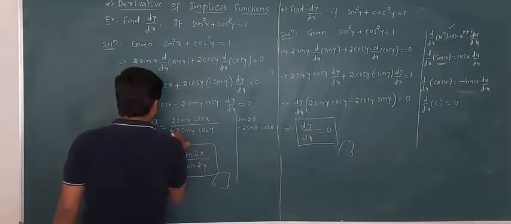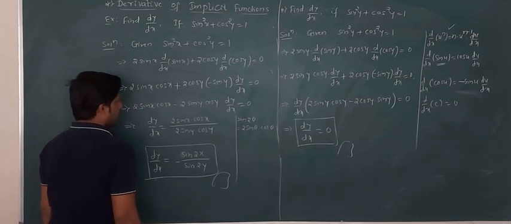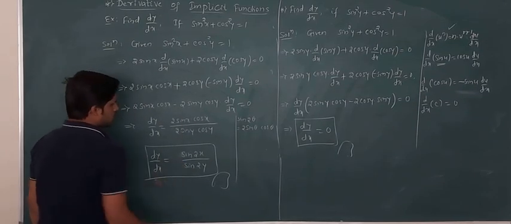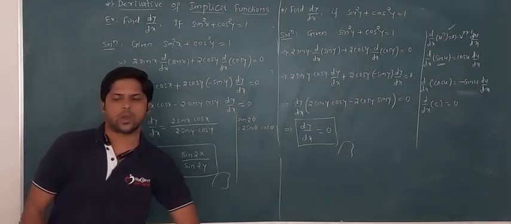Here minus of 2. Okay, transferring this one to the RHS, we get a plus. So sin 2x divided by sin 2y.